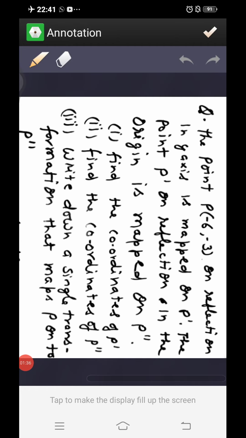Let us have one more question. The point P (-6, -3) on reflection in the y-axis is mapped on P dash. The point P dash on reflection in the origin is mapped on P double dash. Find the coordinates of P dash. Find the coordinates of P double dash. Write down a single transformation that maps P onto P double dash.